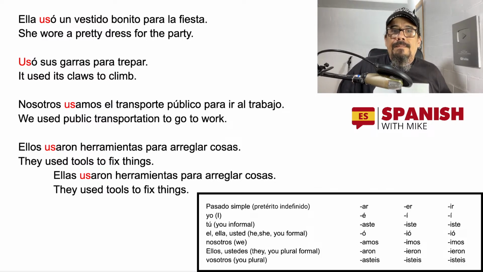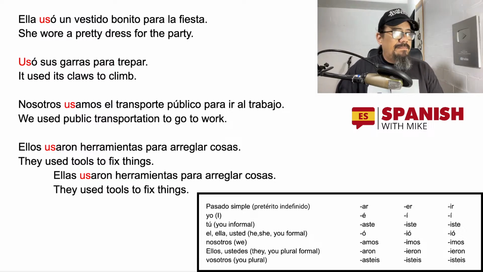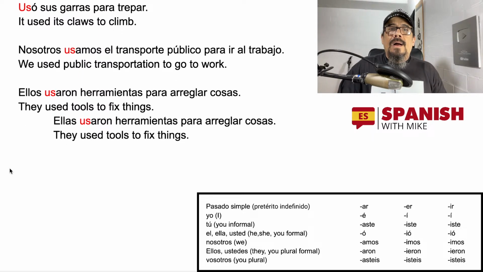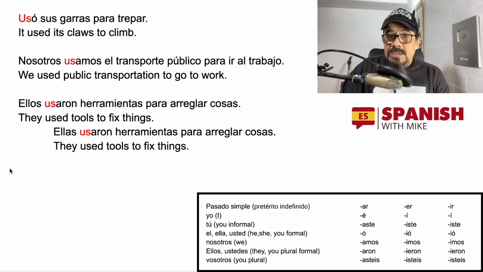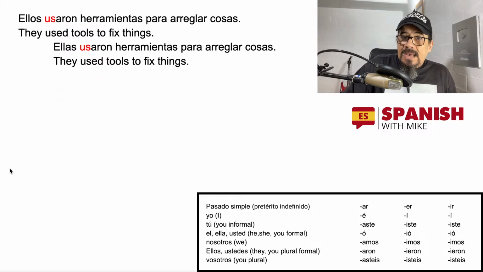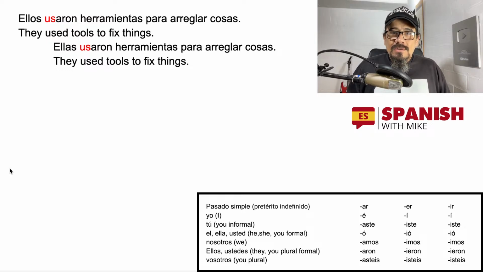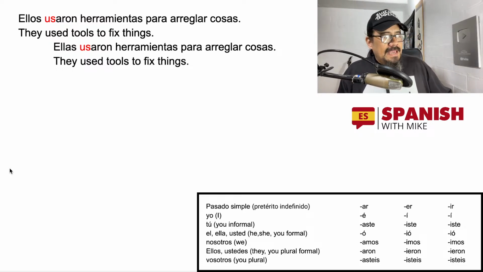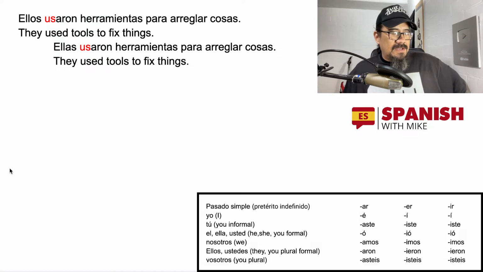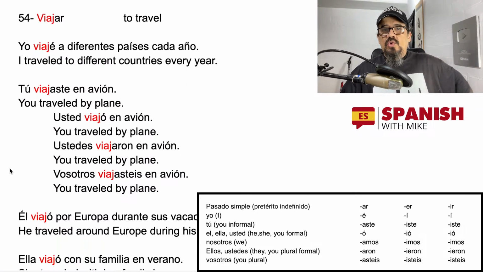Okay, so ella usó un vestido bonito para la fiesta. She wore a pretty dress for the party. Usó sus garras para trepar. It used its claws to climb. Nosotros usamos el transporte público para ir al trabajo. We use public transportation to go to work. Ellos usaron herramientas para arreglar cosas. They use tools to fix things. Male, ellas usaron herramientas para arreglar cosas. Female. Let's move to verb number 54, viajar, to travel.